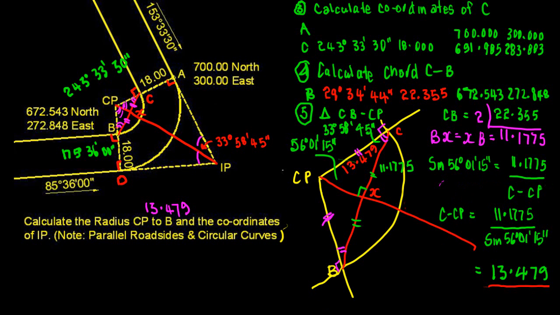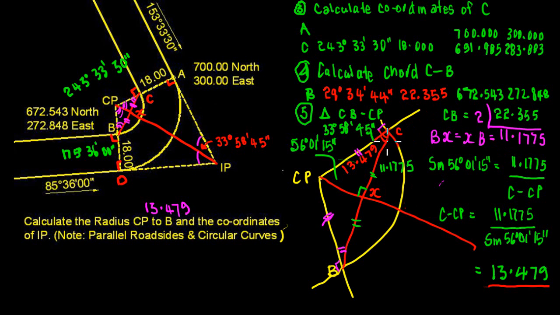Now when we've calculated our chord, we also know that we separate the triangles in half, and that will give half the chord on each side of this separation line. So dividing the total CB that we've just calculated in half, we get 11.1775. I've kept the other decimal place there just to try and keep things as accurate as possible.